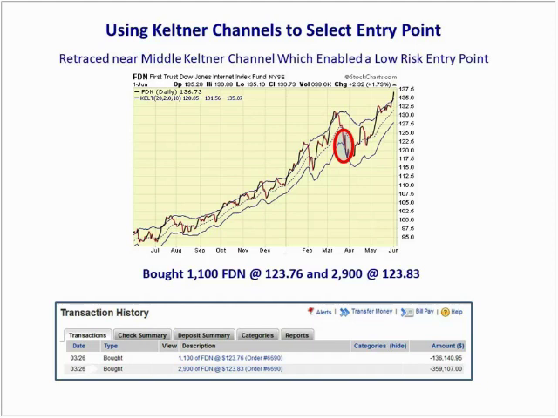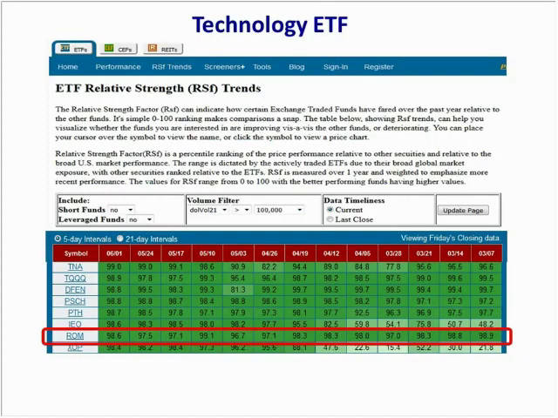So the Keltner channels in this example allowed a low-risk entry because there wasn't much of a retracement after our purchase, and this ETF's trading around 140 right now. So we use the Keltner channels to time our entry. You can see the FDN's been in a very strong price uptrend, and you want to participate. The question is, where do you jump in on that price trend? So we waited for a pullback right here, and then purchased our shares in the ETF.